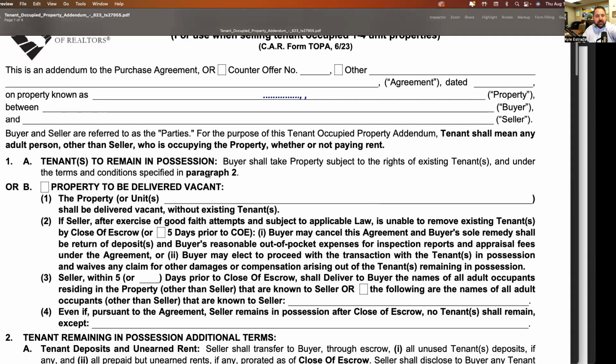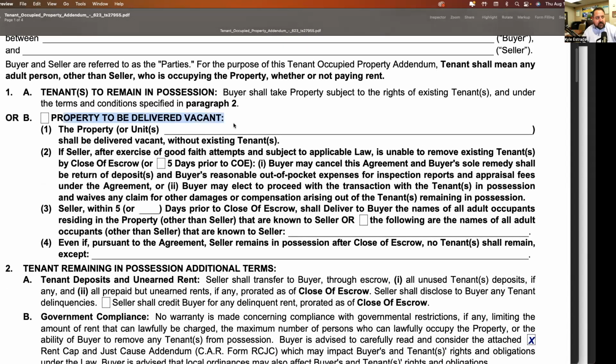By default, the tenants are going to remain in possession or the property is going to be delivered vacant. I have to check that box, but it needs to be included in every one of my offers that has to deal with tenants. Okay. We'll talk about this another time. This is included in offers.